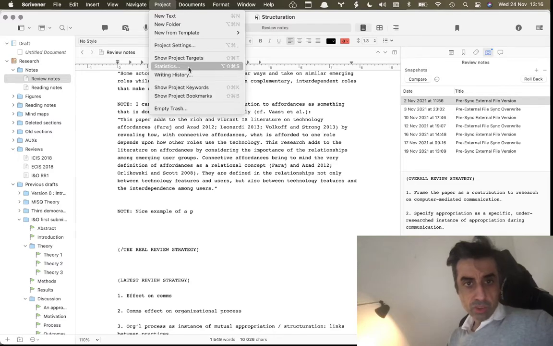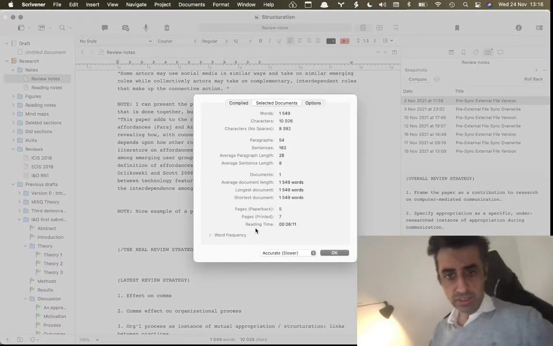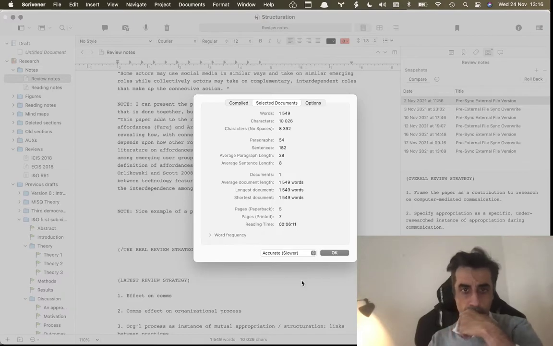Okay, now let's just quickly go through statistics. This is something that I use a little bit more for writing. So this is basically, it will give you the number of words, characters, paragraphs, sentences, average paragraph length, average sentence length, then the average number of words per document. Here I only have one document selected, and then pages if this was a book, and pages if this is a paper, and then your reading time.